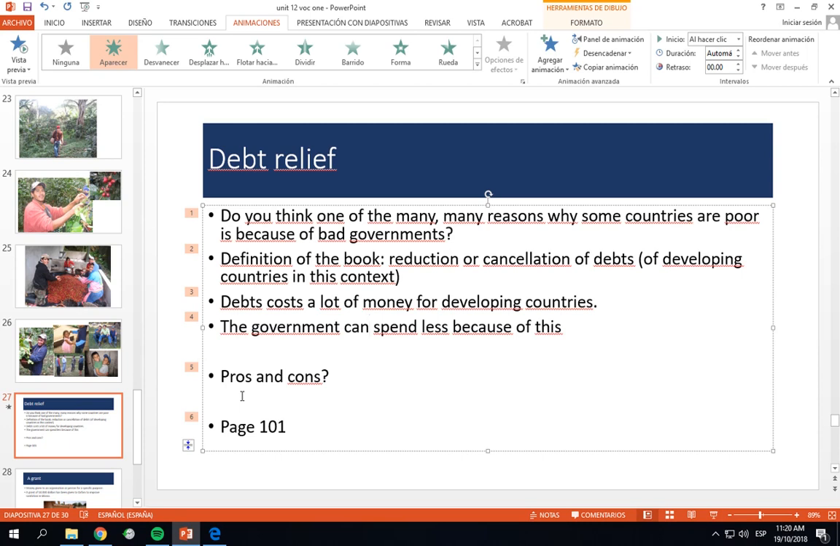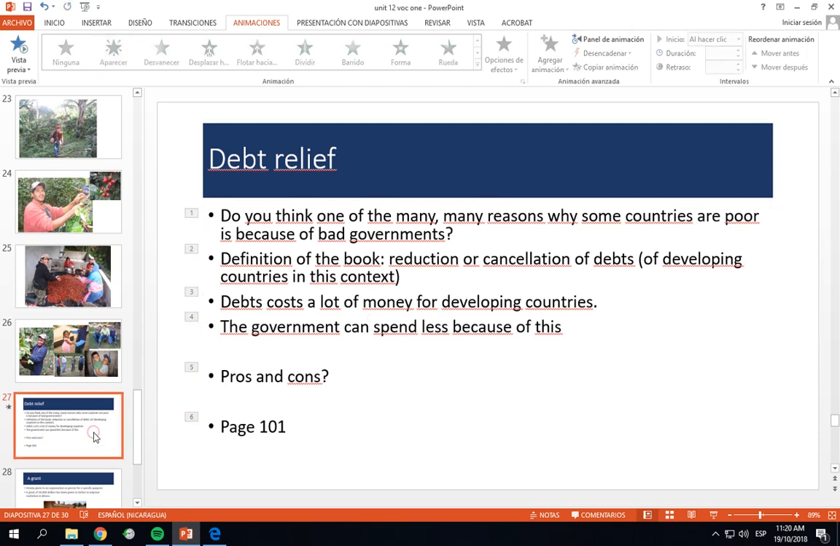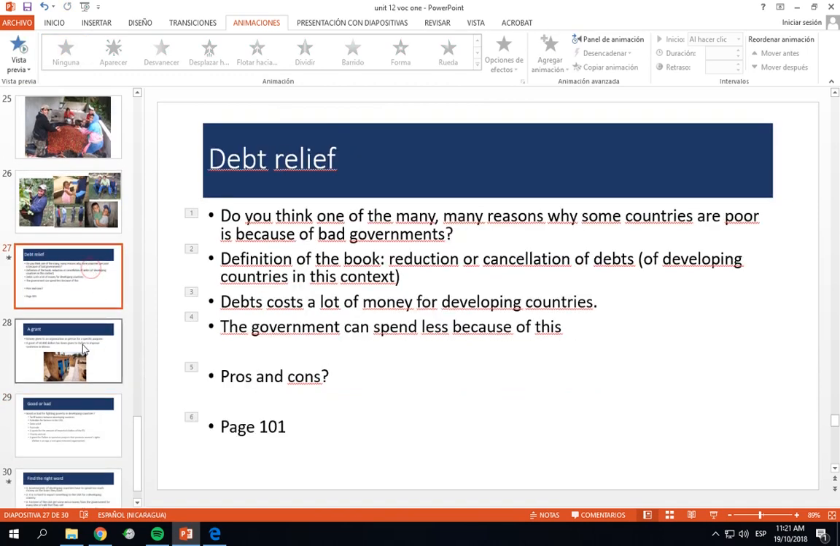Okay, so I don't know if this is still clear. A debt is of course a loan. So I lend you money, someone else lends you money, and someone else lends you money, and in the end you have a lot of debt with different persons. You have to pay back that money with interest, and because you at least have to pay the interest, you won't be able to spend so much money. So debt relief can help, but it all depends on the situation.